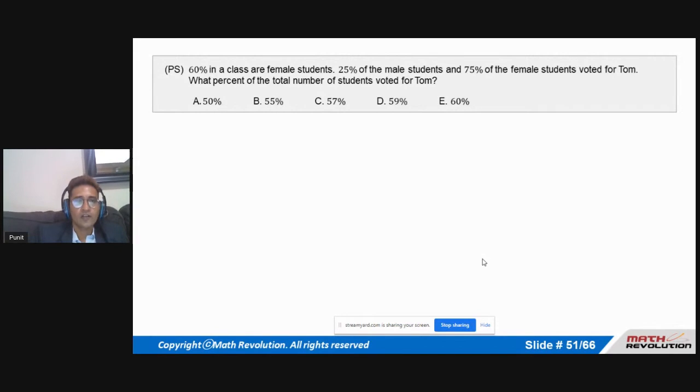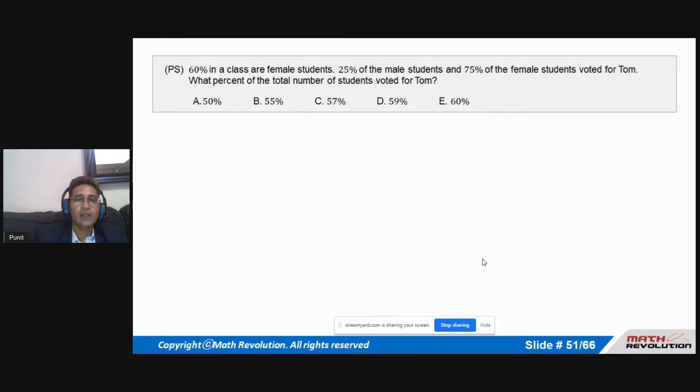We have this question that will be coming for a 2 by 2 table maybe. It says 60% in a class are female students, 25% of the male students, and 75% of female students have voted for Tom. If they're talking about male and female, they're talking in terms of percentages. So there are people who have not voted. Two words: voted, not voted. Two entities, male and female, complementary to each other.